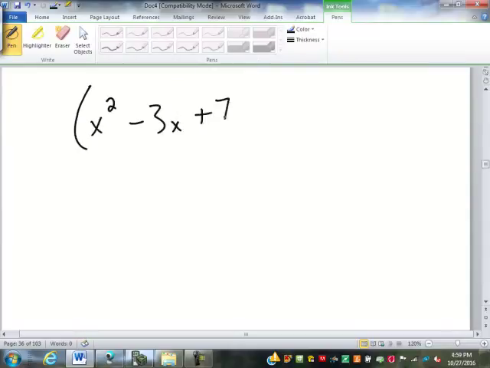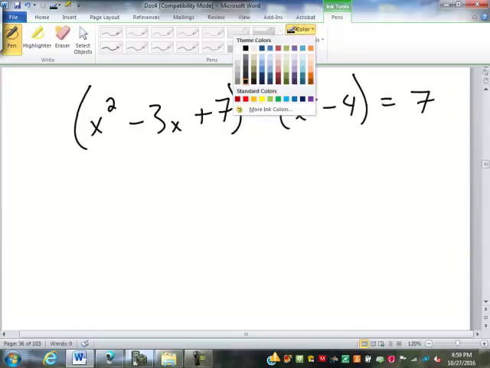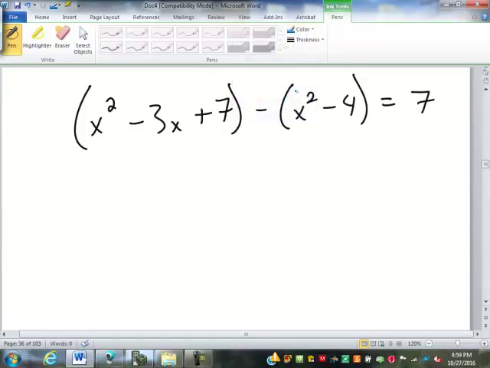Kind of similar to that last one, we might have something like this. X squared minus 3x plus 7 minus, or x squared minus 4 equals 7. Now again, we see the x squareds. And you can probably see the x squareds are going to subtract out. They're going to disappear. That's not the difficulty. The difficulty here is dealing with the other numbers because we are subtracting a negative 4. So the simpler way to deal with this, just like we did with our other parentheses, is to treat this as though it's a negative 1 times that parentheses. So up here we still have the x squared minus 3x plus 7.